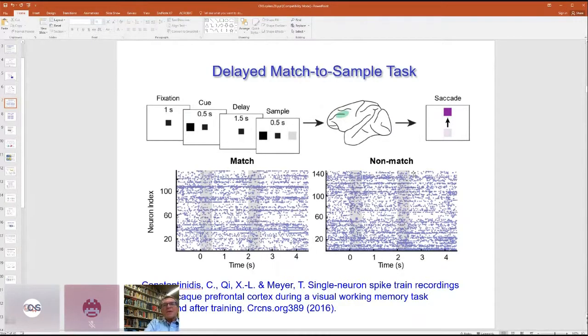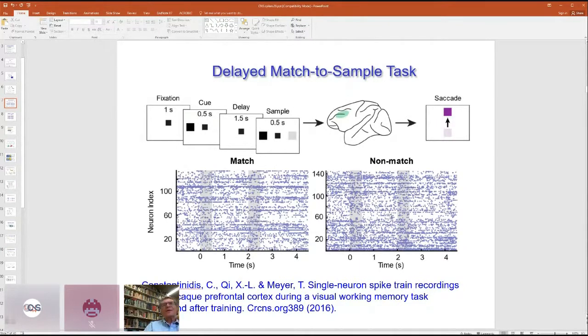Constantinidis has a repository where you can get a very large data set, something like 400 cortical prefrontal cortical neurons. The delayed match to sample task is relatively simple, but it requires a delay. The idea is that you fixate, a cue comes on the left or the right, and you have to basically decide whether it's the same side or not by saccading. Here are recordings from 150 neurons showing what's happening during the match versus the non-match.